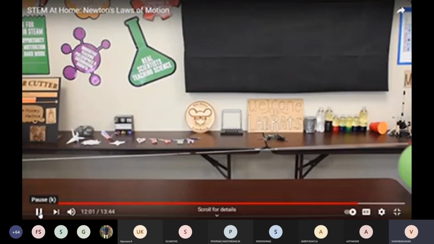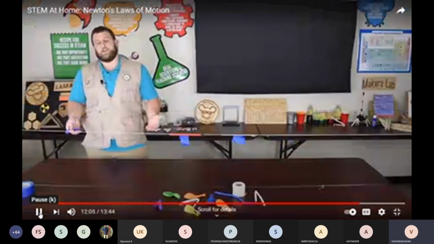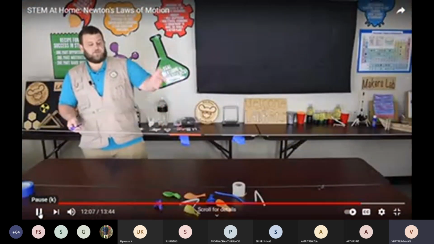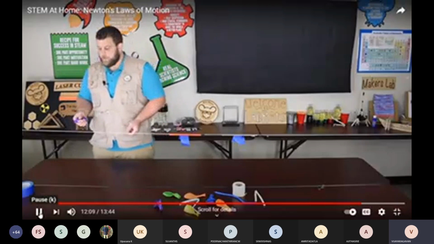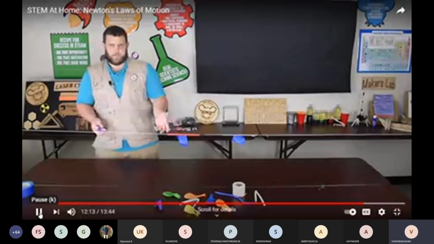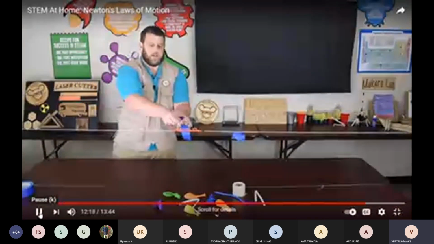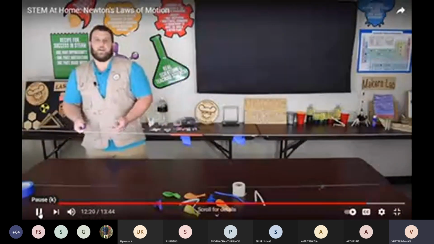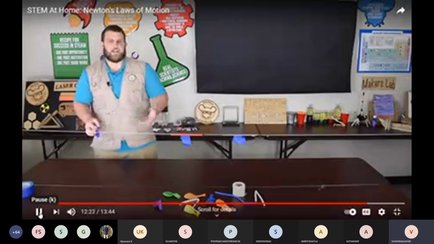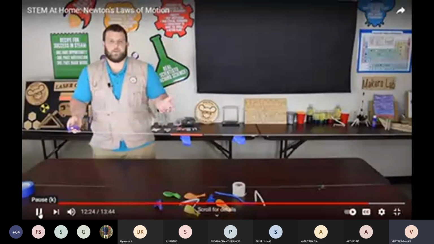Here's a great game that you can play and practice the three laws of motion. All you're going to need for this game is some string, balloons, painter's tape, and a straw. The reason we use painter's tape instead of other tape is because I can stick it to the balloons and pull it off easily. If I use duct tape or something stronger, it'll actually rip open the balloons. So we don't want that.